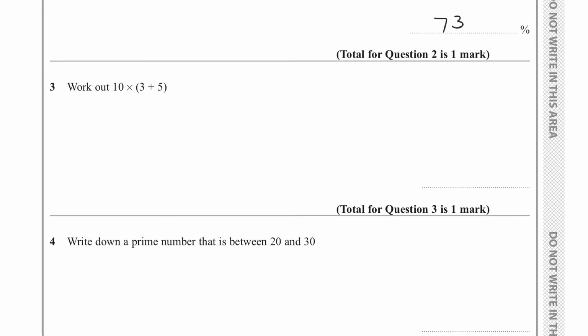And then having a look at question 3, it says work out 10 times 3 plus 5. You're going to do the 3 plus 5 first, because in BODMAS, remember that brackets is the first part and brackets comes before multiplication. So you add what's in the brackets first, which gives you 8. And then you do 10 times 8, which is 80.